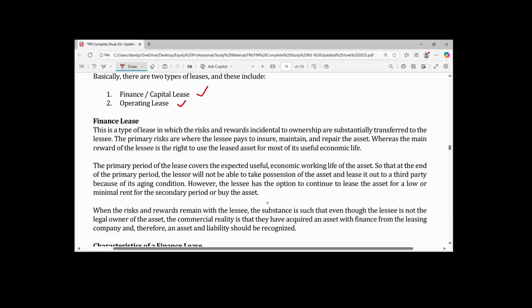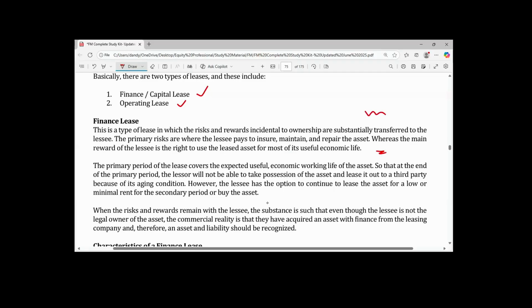Then the second part, which is the reward. We said that finance lease is a type of lease whereby the risk and reward incidental to the leased asset are substantially transferred to the lessee. So the other part, which is the reward to the lessee, is the benefit that the lessee will enjoy for the usage of the asset. That is the reward part of it, because again, it's the lessee that will be using the asset for whatever purpose. So as the lessee is enjoying the usage of the asset, he is reaping the reward on the asset.